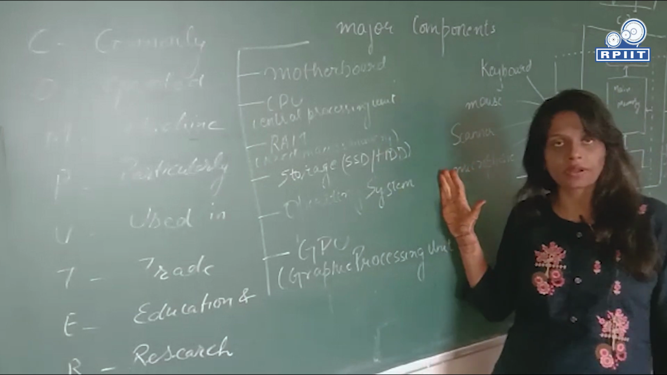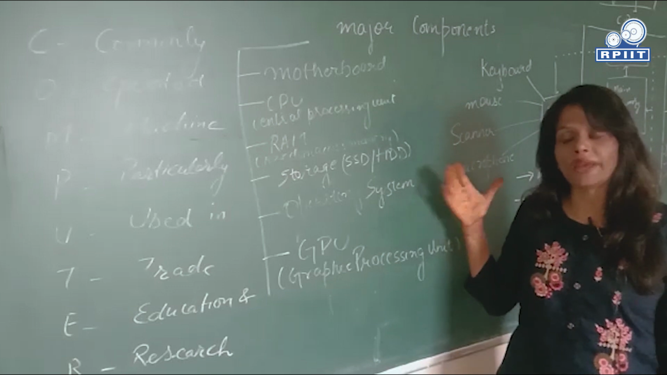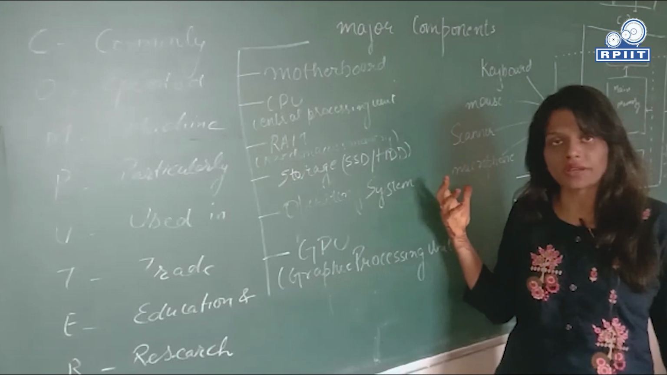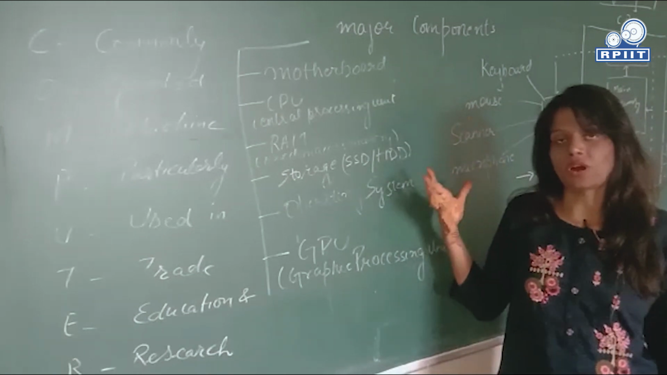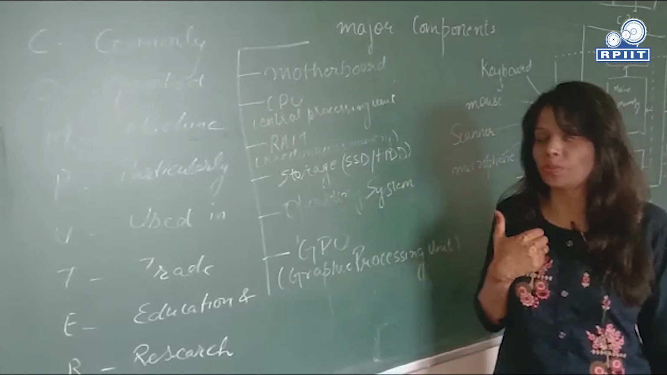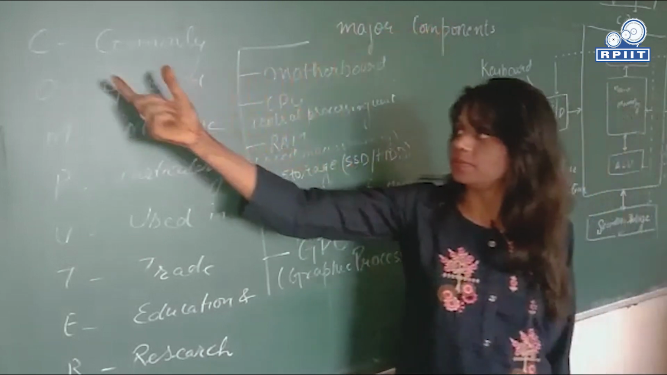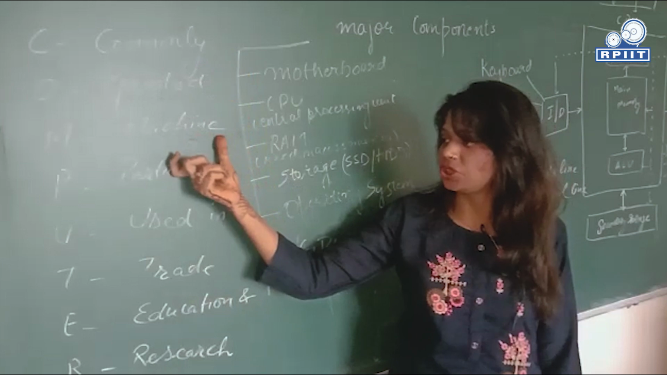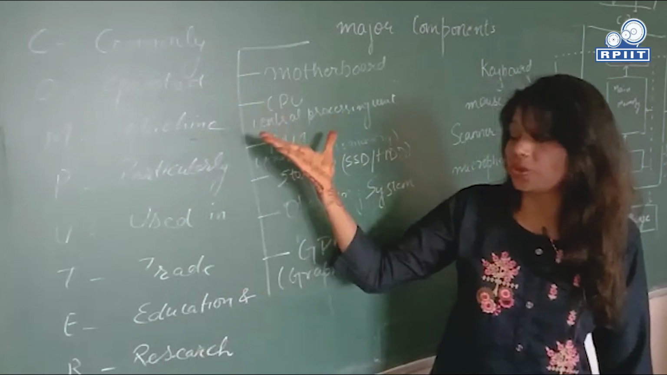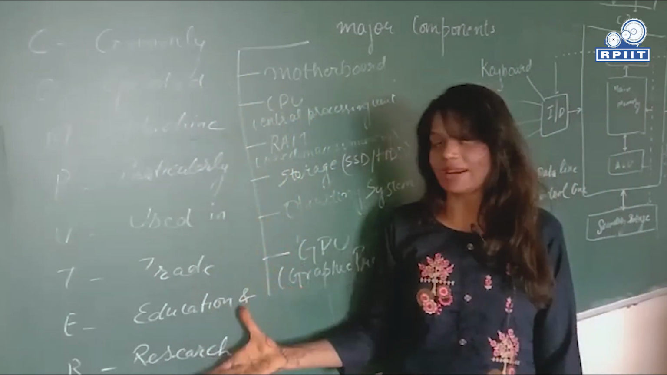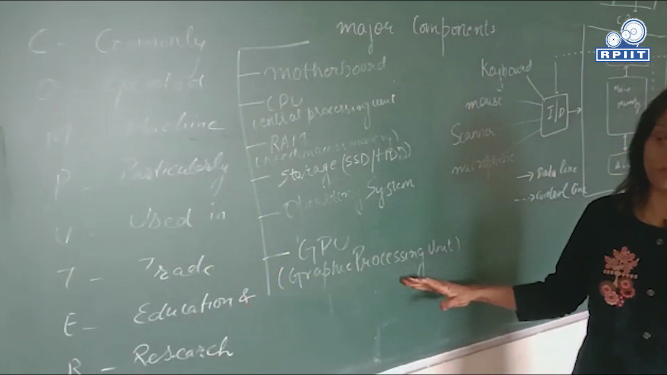What is a computer? A computer is an electronic device, invented by Charles Babbage, to automatically perform a sequence of arithmetic and logical operations. Basically, it is used to reduce the human effort of carrying out those instructions manually. The definition of a computer: a commonly operated machine, particularly used in trade, education and research. So these are the main components of a computer.